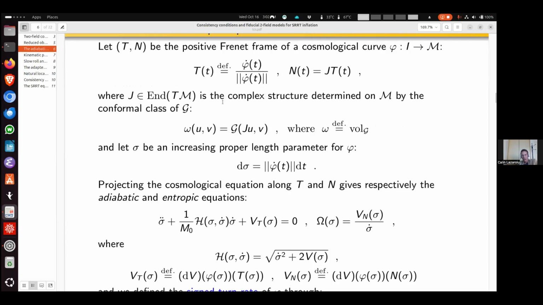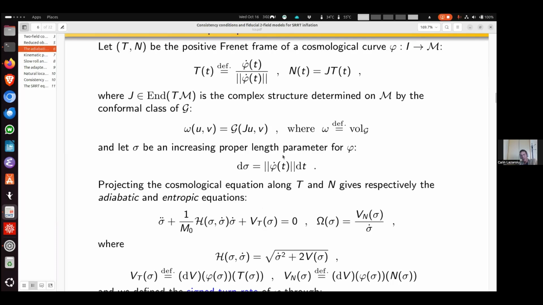So now, one way to make explicit the relation between the positive complex structure determined on M by the conformal class of G and the metric G itself is written here. You consider the volume form of this Riemannian metric G relative to the given orientation of M. Then you can recover the positive complex structure J determined by the conformal class of the Riemannian metric G from this formula: omega of u, v is equal to G of Ju, v. Omega again is the volume form of G, and G is just the metric itself.